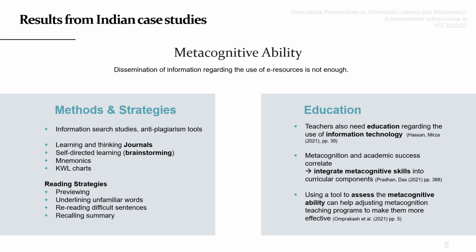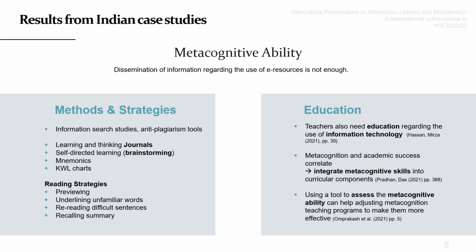These are information search studies, anti-plagiarism tools, learning and thinking journals, self-directed learning, and reading strategies like previewing, underlining unfamiliar words, rereading difficult sentences, and recalling summary. In education, it's important that teachers alternate education regarding the use of information technology. Because metacognition and academic success correlate, it's important to integrate metacognitive skills into curricular components, and it's important for the universities to use a tool to assess the metacognitive ability, because this can help adjusting metacognition teaching programs to make them more effective.